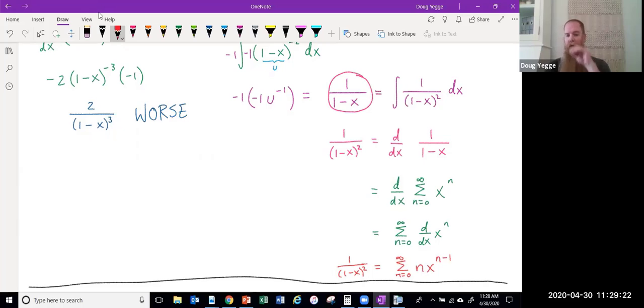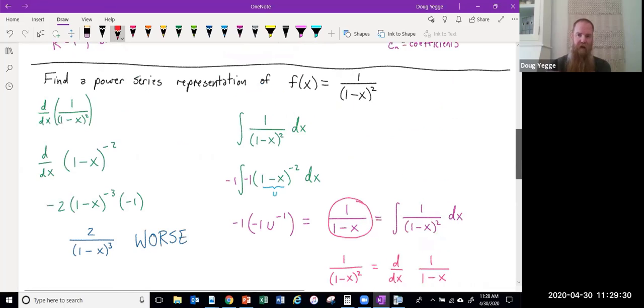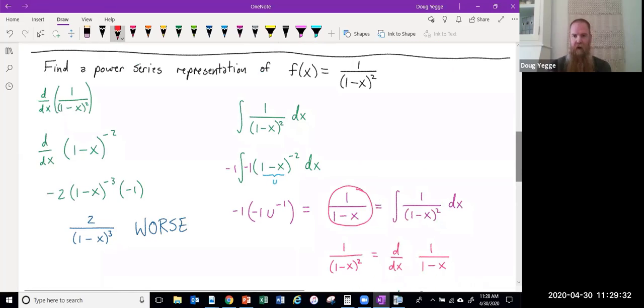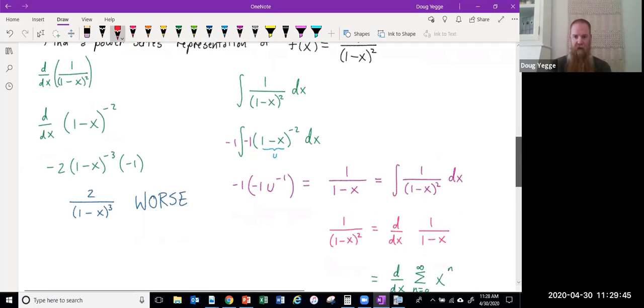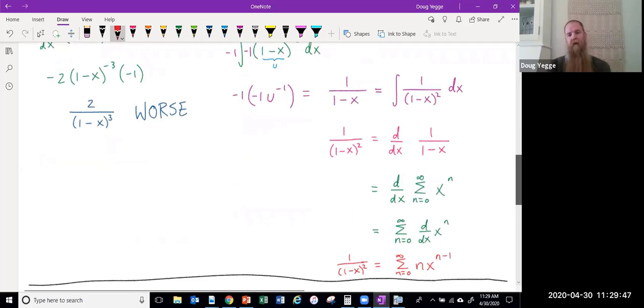Essentially what we're doing here is recognizing that if we're able to differentiate or integrate, and I'm going to show you that in a minute as well, in order to get a better form, then we're going to do so. I'll give that a minute to sink in. Any confusion on what we just did here?